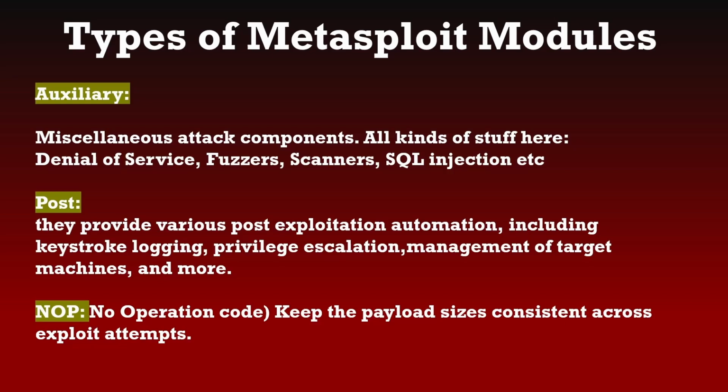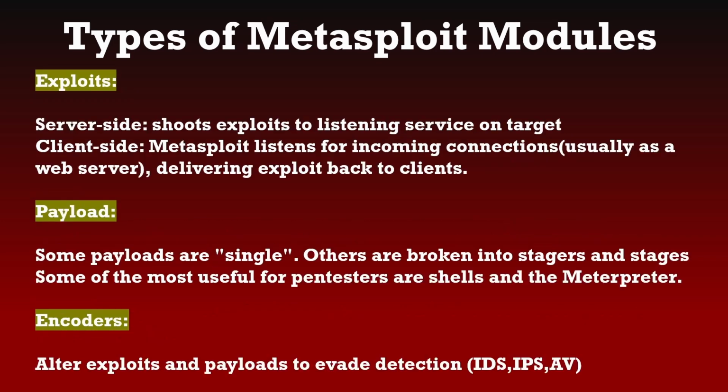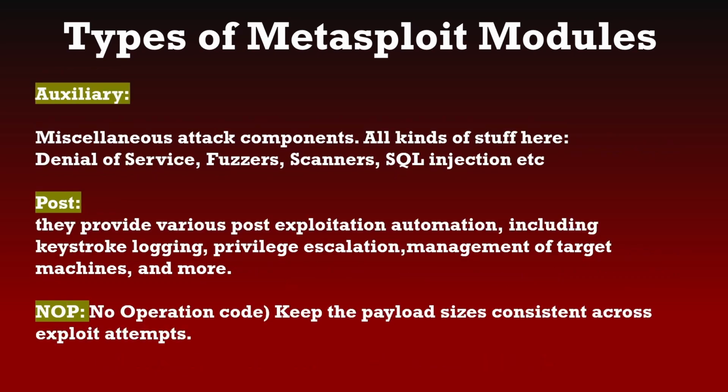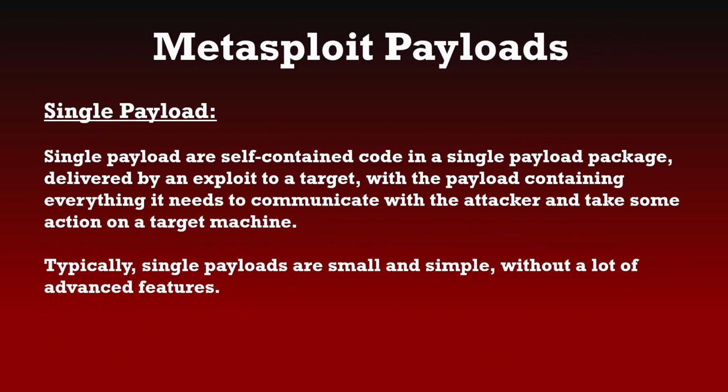Last one we have NOP, that is no operation code. These modules create NOP sleds, groups of machine language no operation instructions, which cause a target machine's processor to do nothing for a clock cycle. A group of these instructions helps to improve the odds that an attacker's exploit will successfully result in code execution on a target system. These are the 6 modules in Metasploit. The first one is exploit, second one is payload, then encoder, auxiliary, post, and NOP.